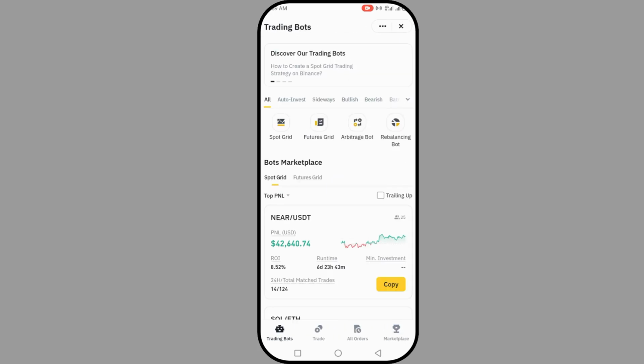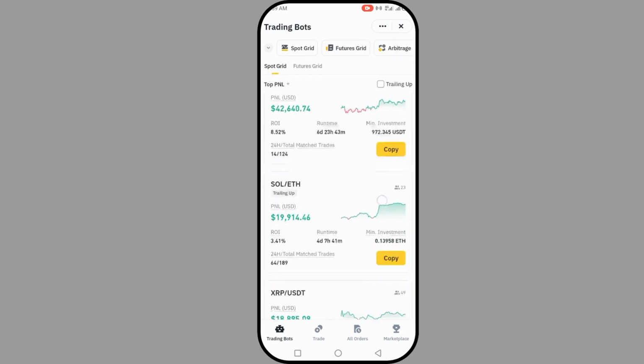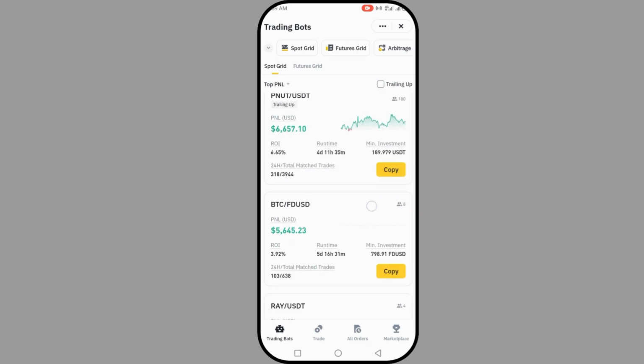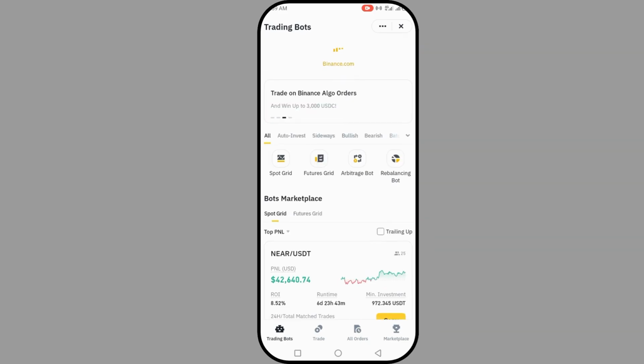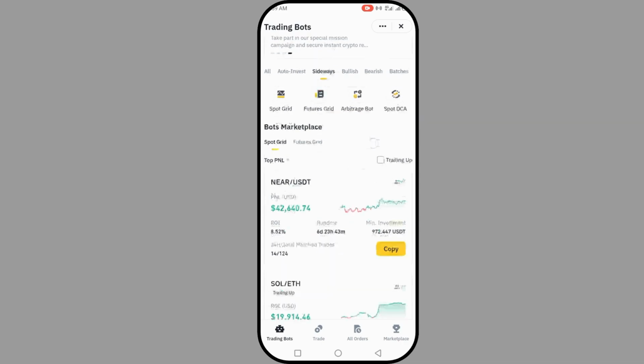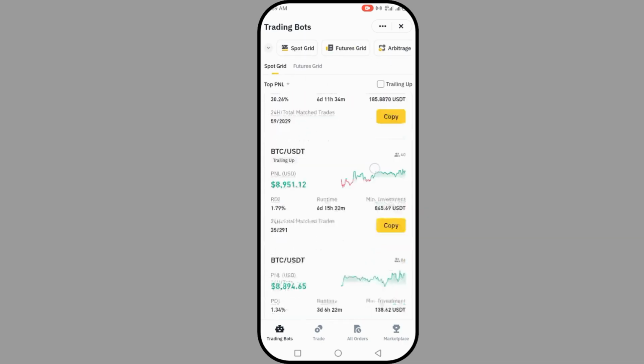And this is it, the trading bot. You can use anything, auto invest, sideways, anything. Your bot is going to bring out everything you need to know. You can choose auto invest or sideways or bullish. Anything is under your trading bot on Binance.